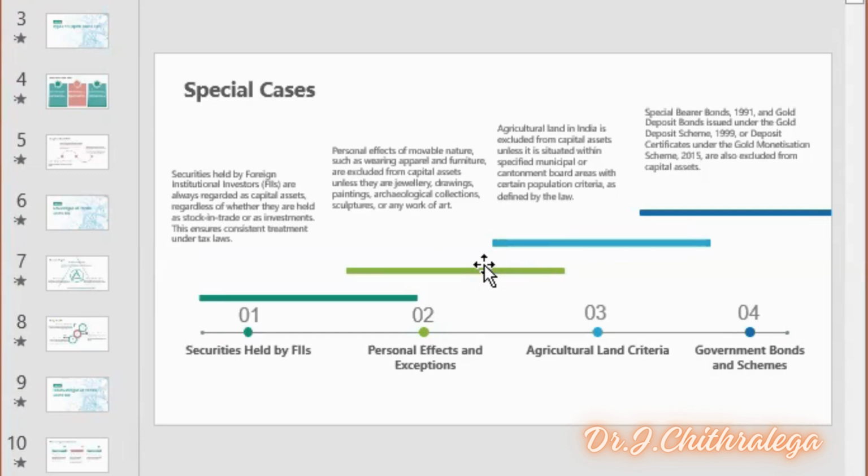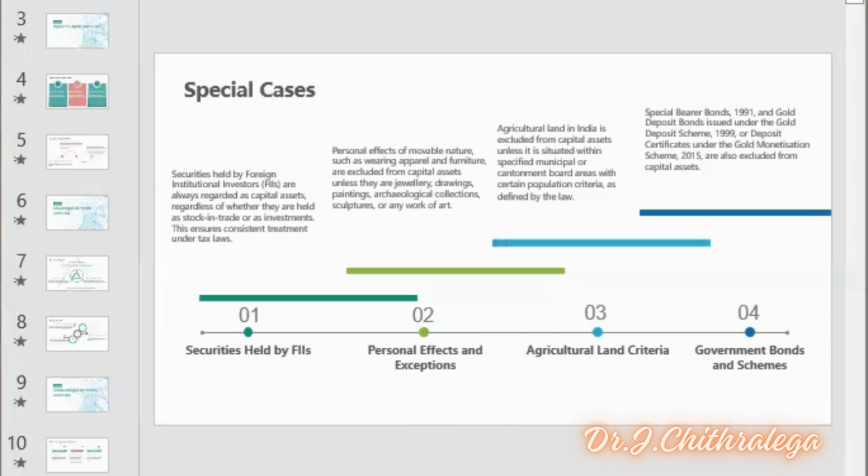Okay. And relating to the distance, if it is within 2 kilometers of a municipality or cantonment board with a population between 10,000 and 1 lakh, in that case, agricultural land is called a capital asset. And if it is located not more than 6 kilometers from the local limits of any municipality or cantonment board where the population is more than 1 lakh but not exceeding 10 lakhs, in this case, agricultural land is called a capital asset.